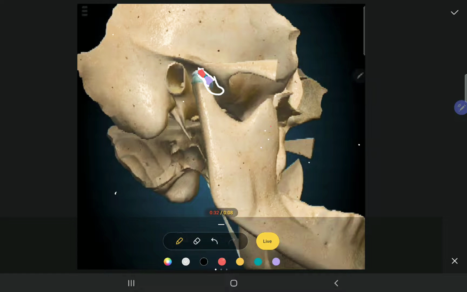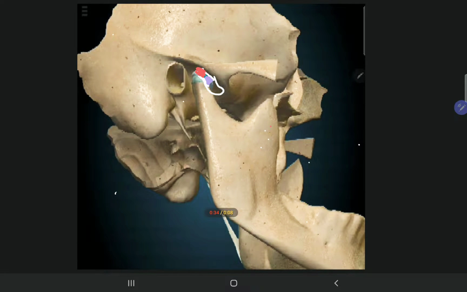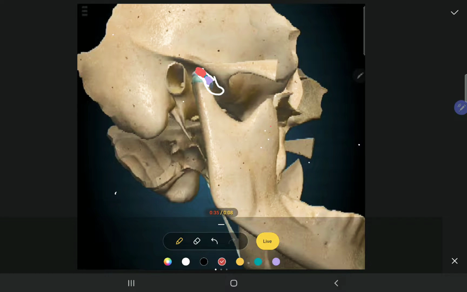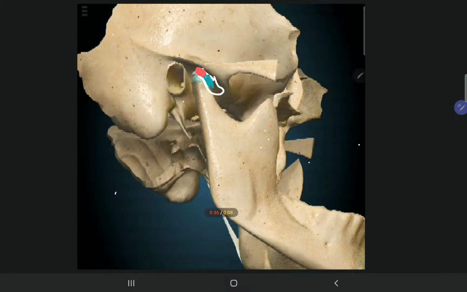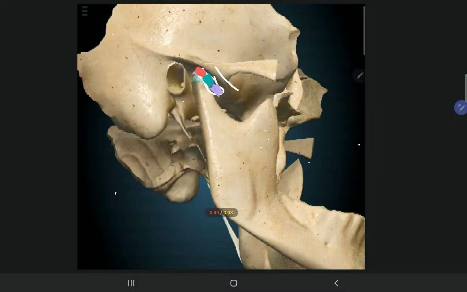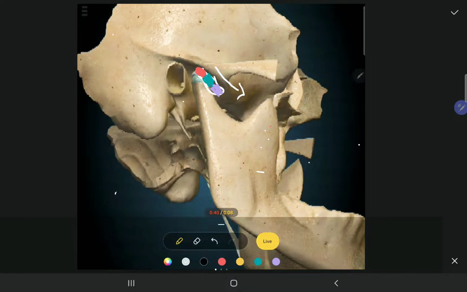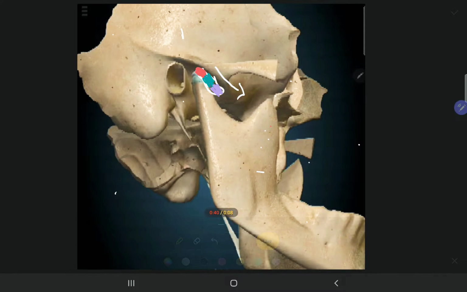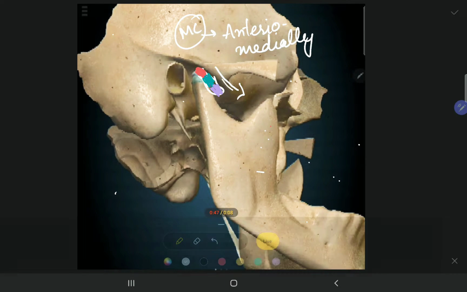In case of disc displacement, the posterior band will come here, then we will have the intermediate band and then the anterior band. So, the disc is displaced anteriorly and medially, you can see towards the midline. Whenever there is a disc displacement, most commonly we see the disc displacement in the anterior-medial direction. So, the disc is normally displaced in this direction, not backwards, anteriorly.